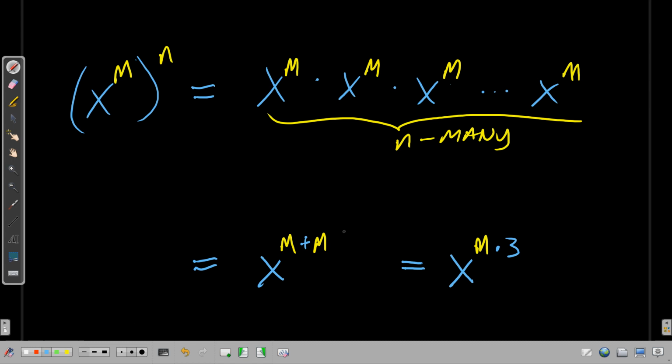We would just have how many m's have to be added together, n many of them. And if I'm taking m and adding it over and over and over again, how many times? N number of times, then you have m times n. There's our rule.